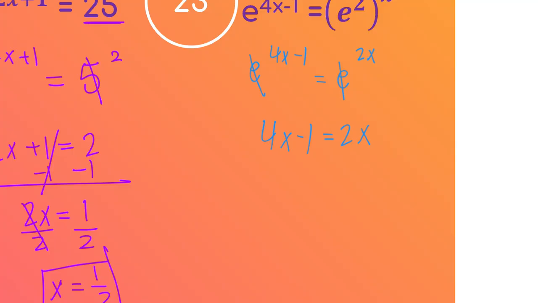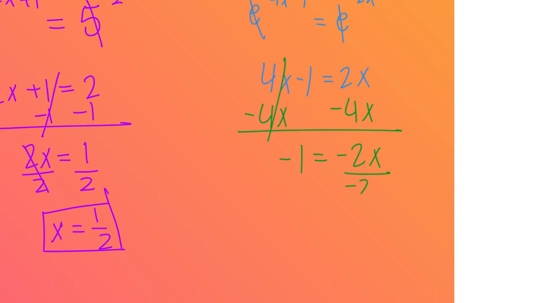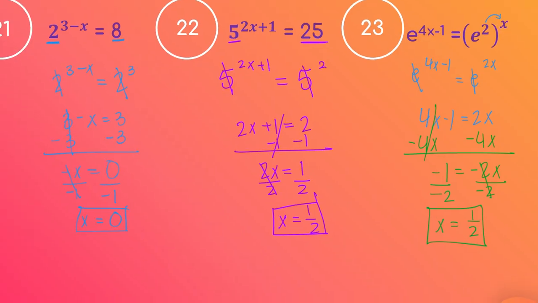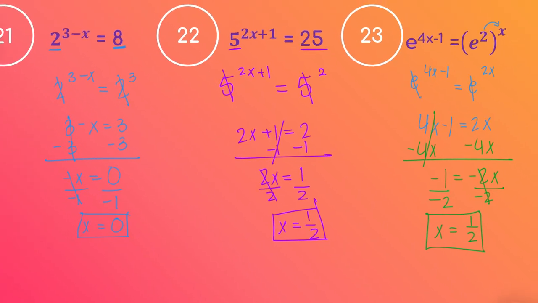Get your variables and your constants on one side. So I'm going to go ahead and subtract 4x from both sides of my equal sign. I'm going to get negative 1 equals negative 2x, and then divide by negative 2. And x is going to equal 1/2 as well. Okay, again, please make sure you practice these and follow the rules. Try and get that same base.